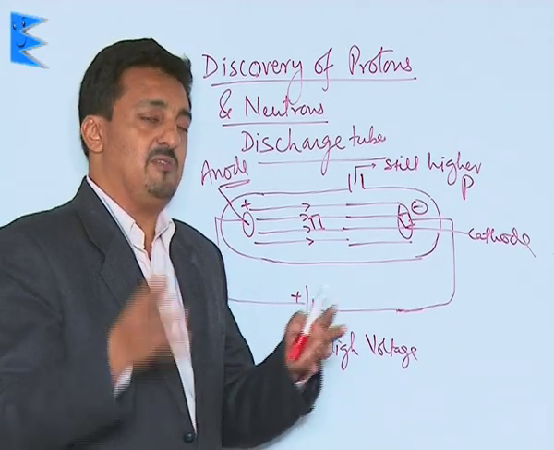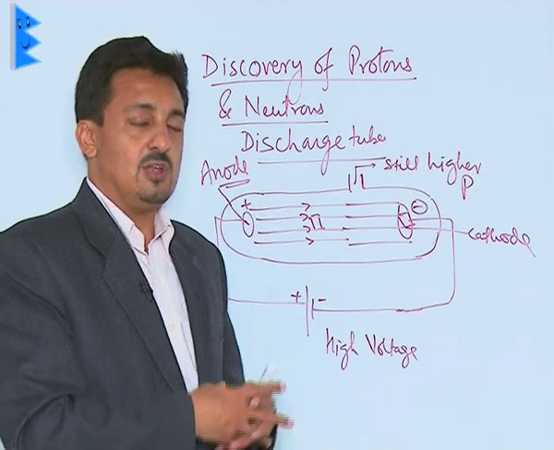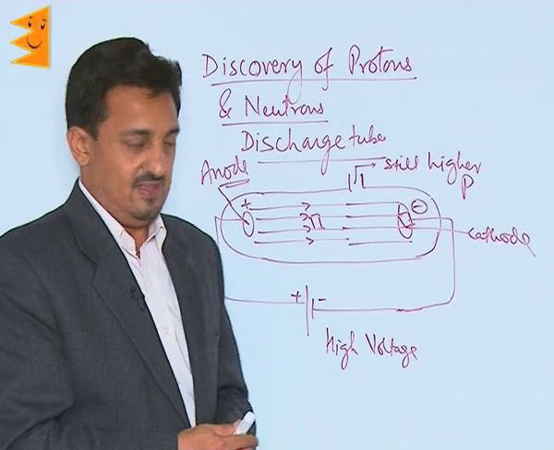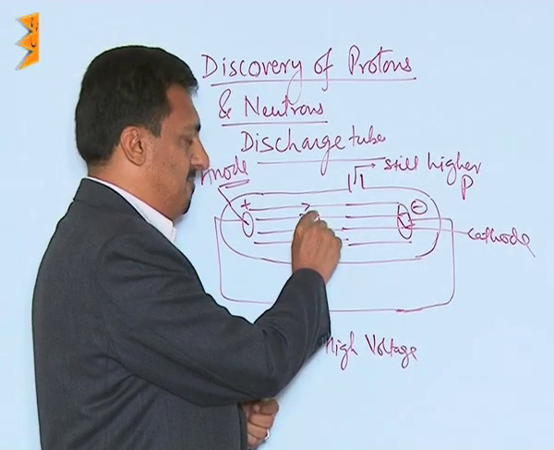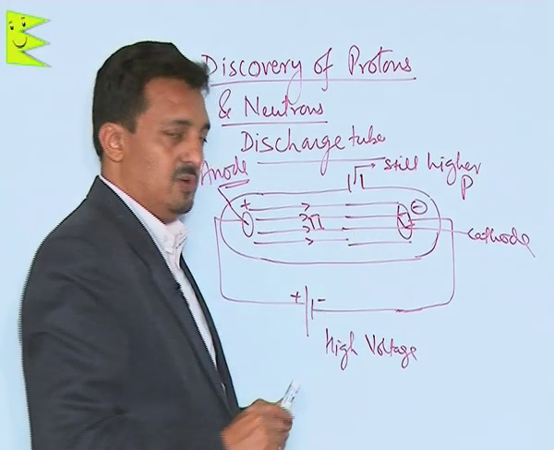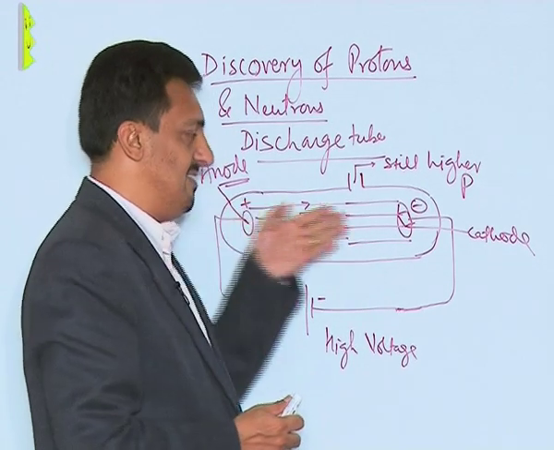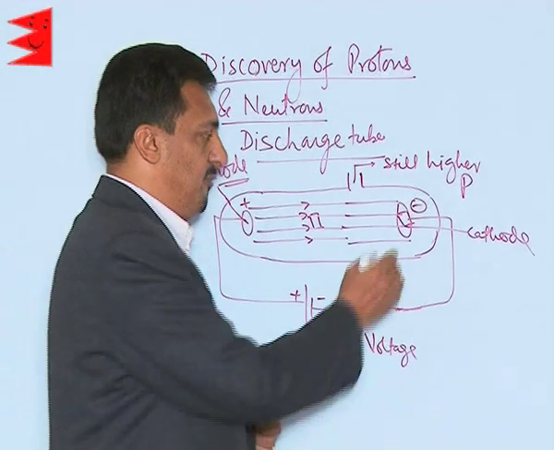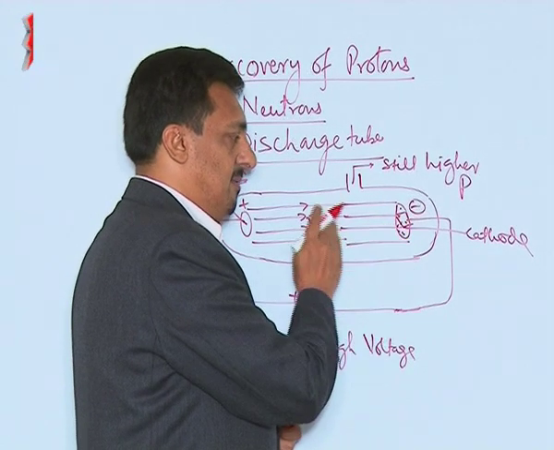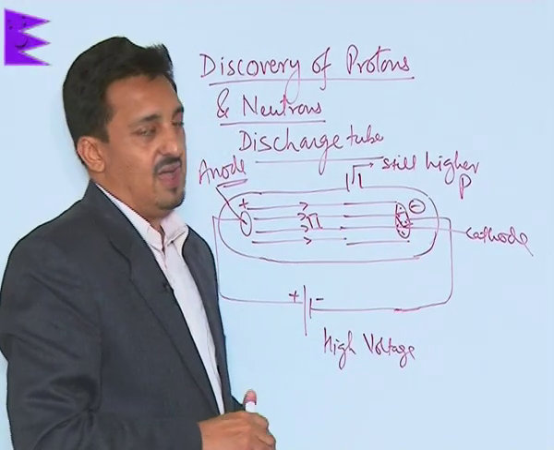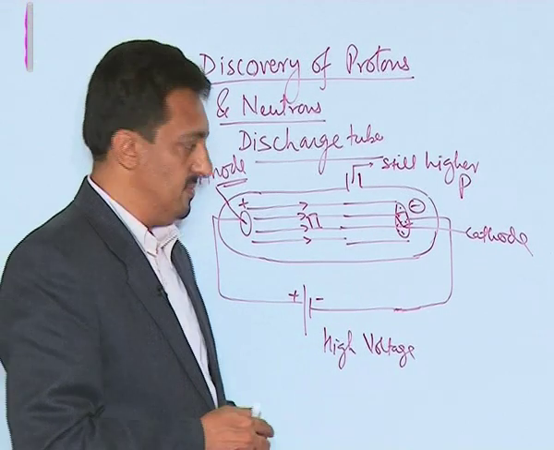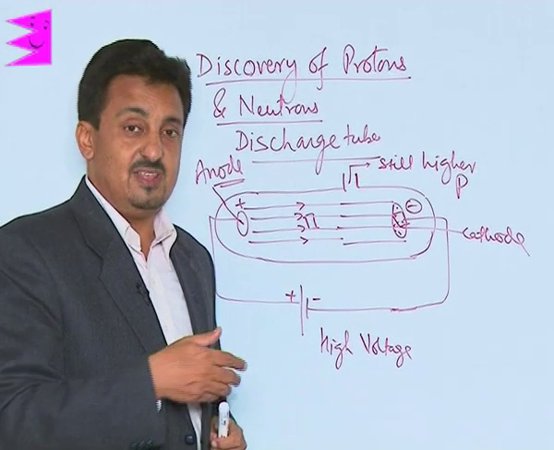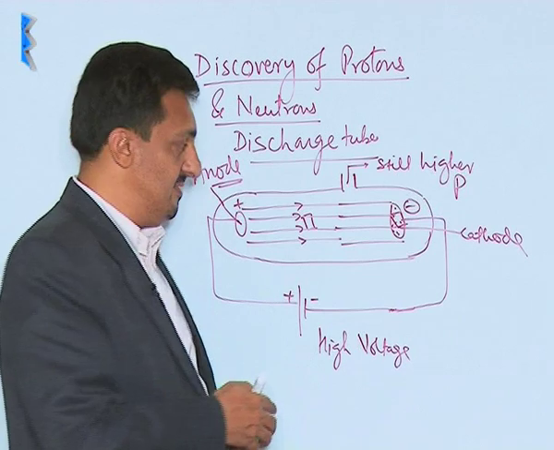Then a number of experiments were performed to conclude the nature of these rays. Like when the opaque object was placed in their path, its shadow was cast towards the cathode, which shows that it always travels in a straight line. When a perforated cathode is used, they were able to pass through this cathode, again showing that it travels in a straight line.